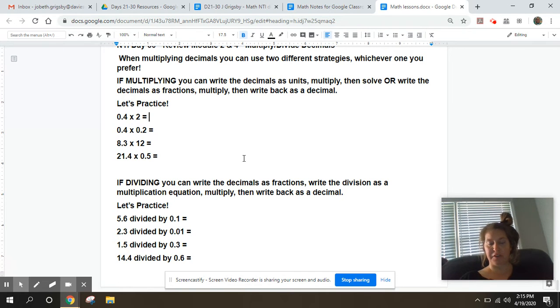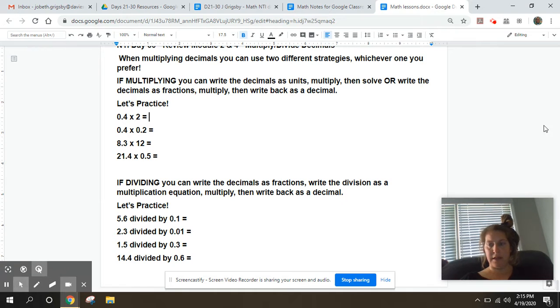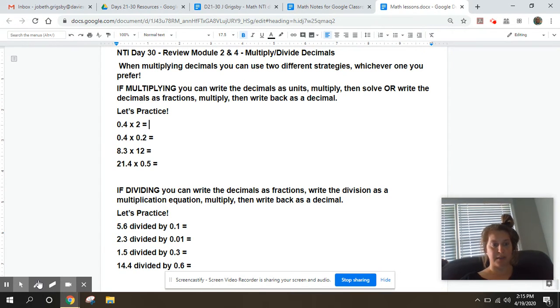But first, a little video here just to remind you about Module 4 review, multiplying and dividing decimals. Okay? And so I wrote that when you're multiplying decimals, you can use two different strategies, whichever one you prefer. You can write the decimals as units, and I'll show you how, or you can write the decimals as fractions and then turn them back. So there's two different strategies that you can use.